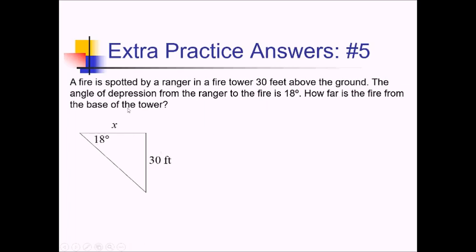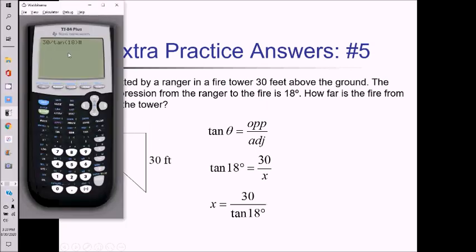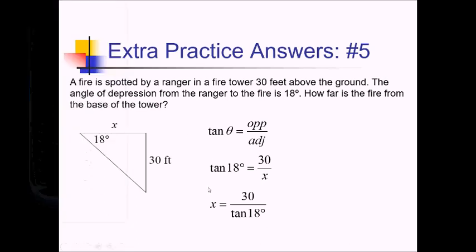So we have opposite, we have adjacent. That's the TOA part of SOHCAHTOA. So we need tangent of theta equals opposite over adjacent. So that means we have tan of 18 degrees equaling the opposite side of 30 divided by that adjacent side of x. And now to get x, we have to multiply by x and divide by tan of 18. So we have x equals 30 over tan of 18, which we now go to the calculator for. And plugging that in the calculator, that comes out to 92.3, and that is in units of feet.